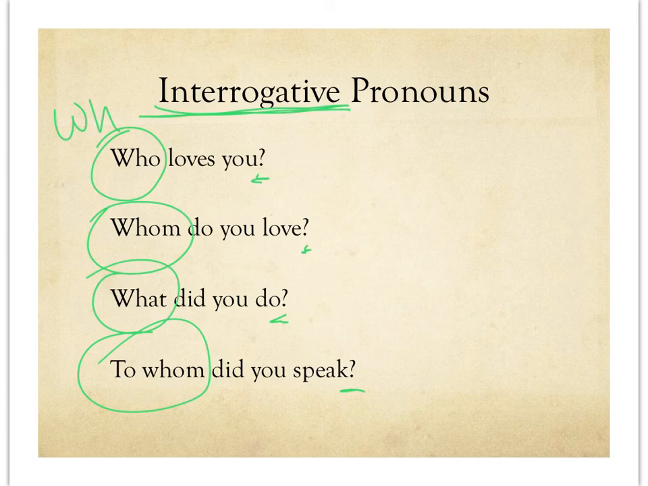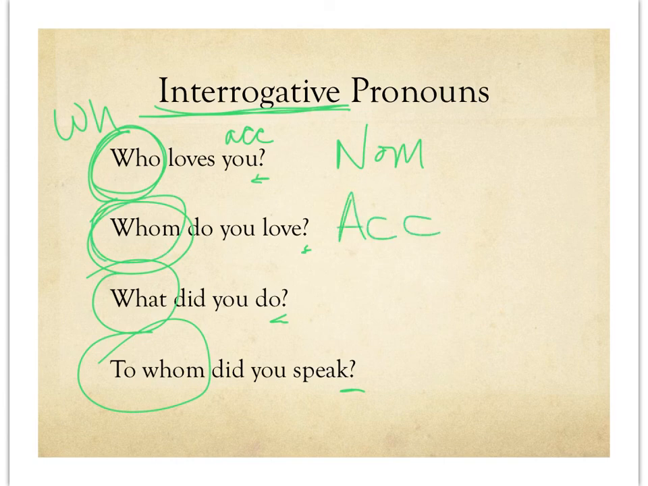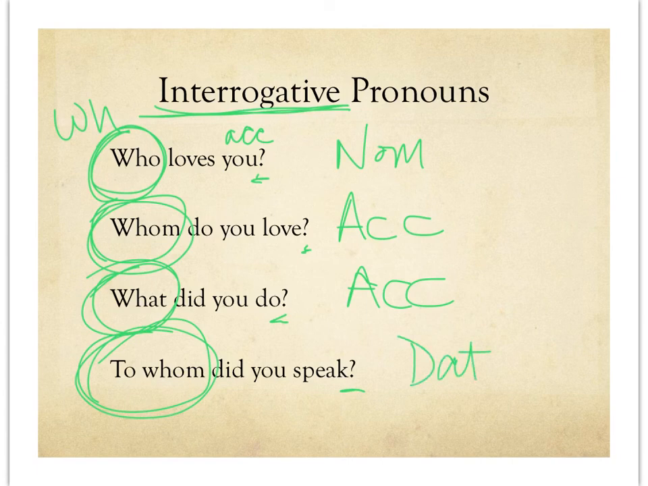But you can see, who loves you? This is going to be nominative in Latin because the person doing the loving is in the nominative. Whom do you love? You love whom? This would be accusative. What did you do? You did what? Accusative. And to whom did you speak? You did speak. To whom? Dative. So you can see that this is going to work in very much the same way.